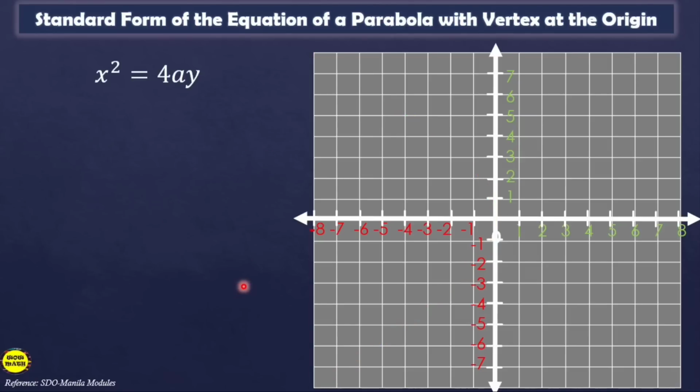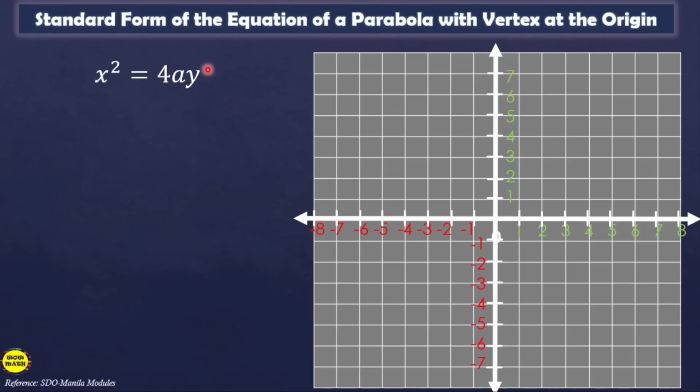And then, x squared is equal to 4ay. Iba na to, bago na to. Ang variable na hindi naka-raise sa 2 dito is y na. Anong mangyayari kapag y na ang hindi naka-raise sa 2? Ibig sabihin yung graph natin, mag-o-open siya either upward or downward. Kapag positive yung nandito, ang graph natin mag-o-open upward. Pero kapag negative yung nandito, mag-o-open yung graph natin downward.